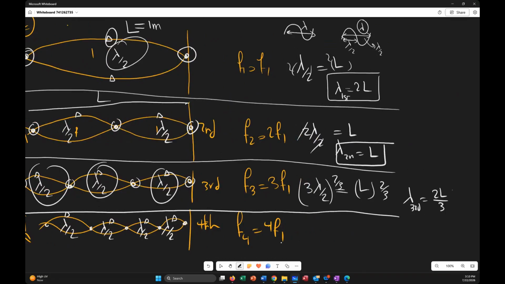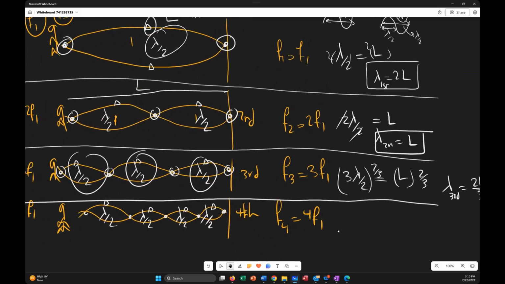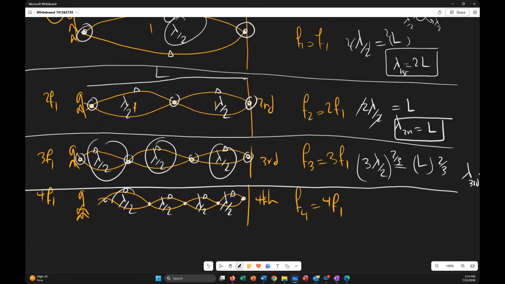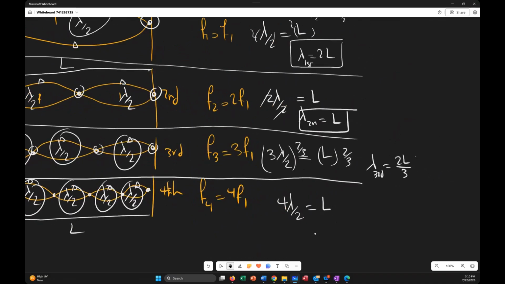I don't want you to memorize the formula. I want you to know what the first harmonic, second harmonic, third harmonic are, okay? And then from there you can calculate the wavelengths on your own. So in the fourth harmonic, how many half wavelengths do I have? Yeah, 1, 2, 3, 4. 4 half wavelengths is equal to, again, the length of the string, yes? Good? So this is going to be 2 lambda equals L. So lambda is going to be L divided by 2. There you go.